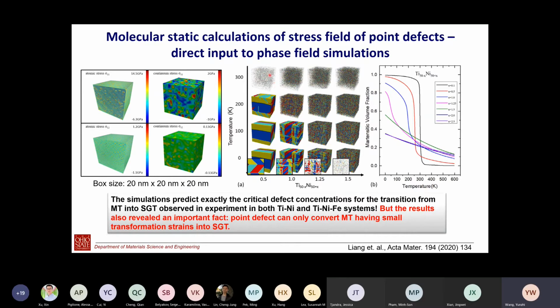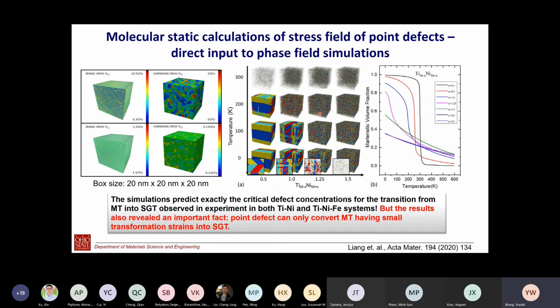So this is the first case. Again, if you have a small amount of those point defects, you have a sharp transition from austenite into martensite. Then when you gradually increase the point defects, when you reach the critical values, the transformation becomes really, really continuous. And here is the volume fraction as a function of the temperature. You begin with a sharp transition, and then when you start to add more and more of those point defects, you see the transformation really become continuous. So this is a kind of theoretical proof.